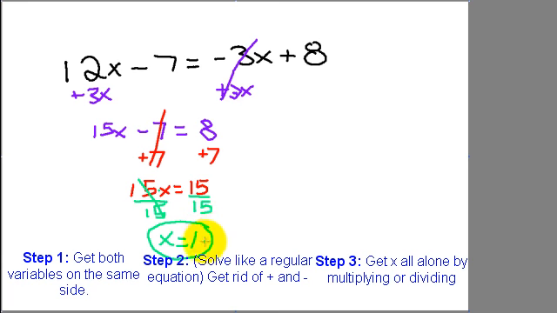So hopefully now you just remember, when you have a variable on both sides, get them on one side together to combine them so it'll look like one of your normal equations.